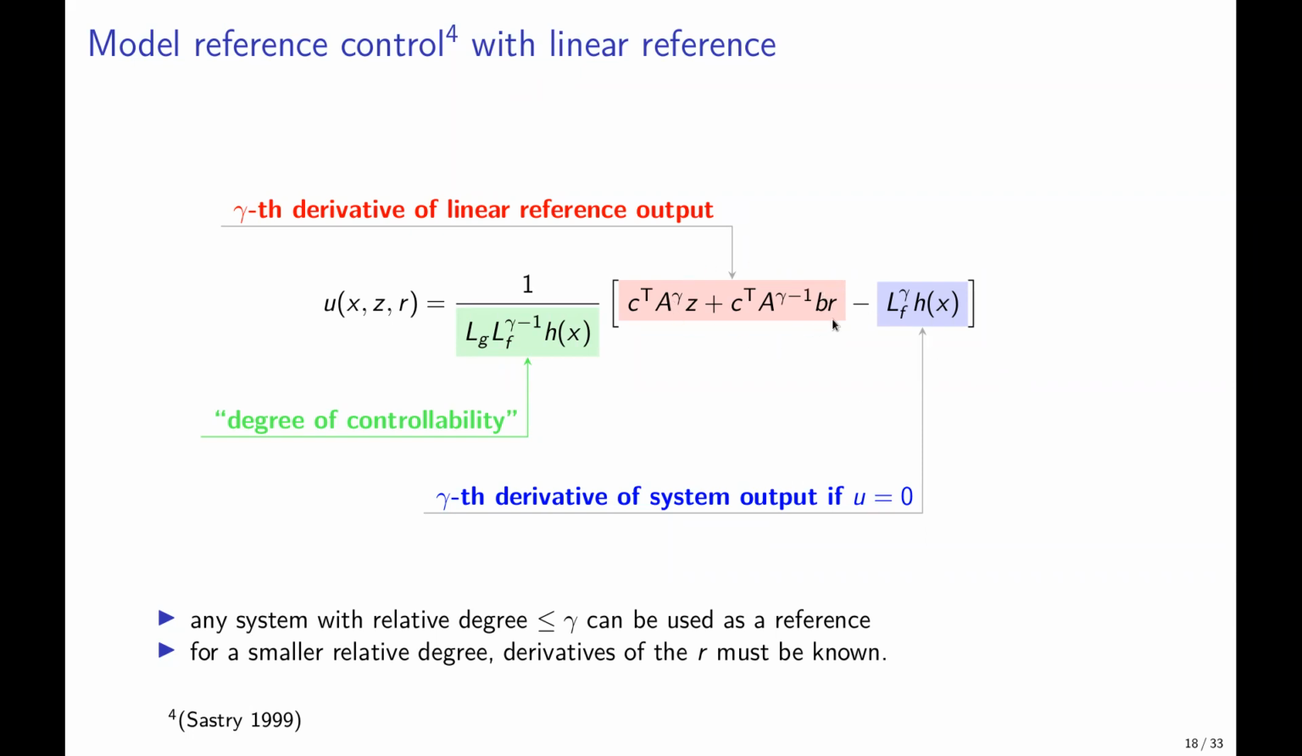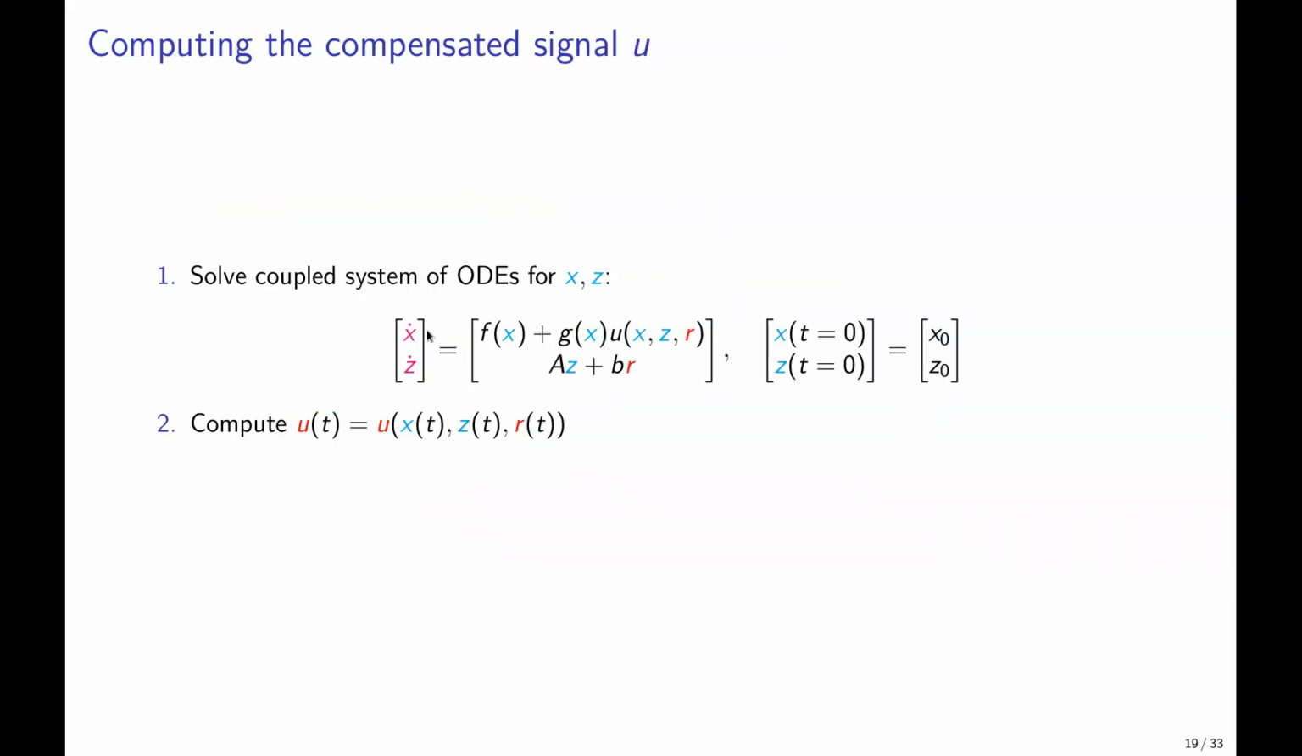And for a linear system, you can easily compute the gamma derivative of your output, and then you get an equation like this. And you can see this now depends on the state of our real system, the nonlinear system, the state of our reference system, and this reference input. Okay. So now we found out how to compute U given X and given Z and given R.